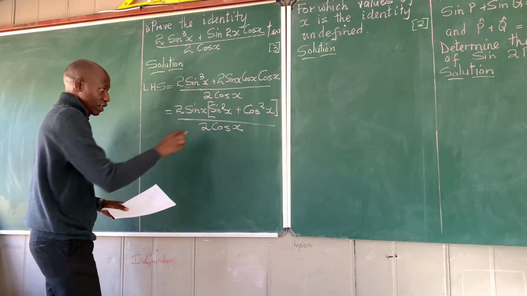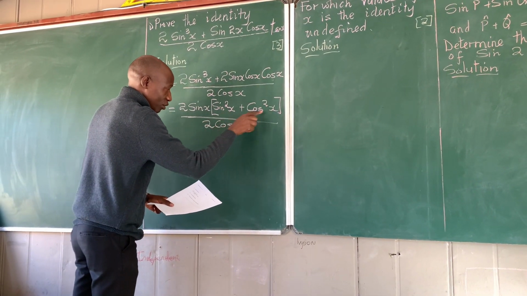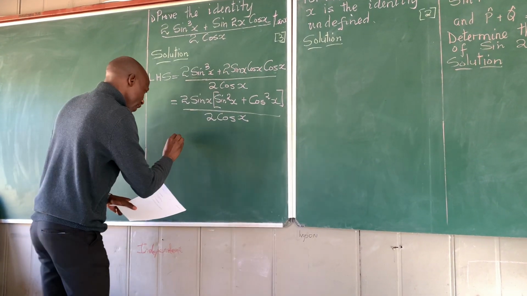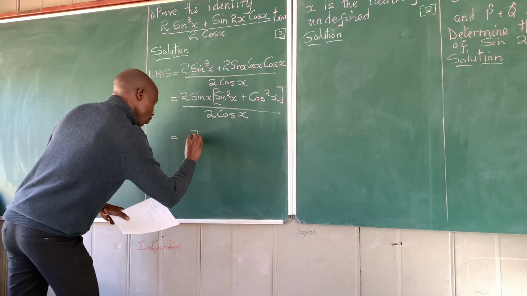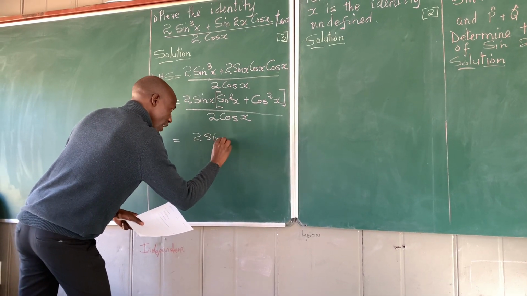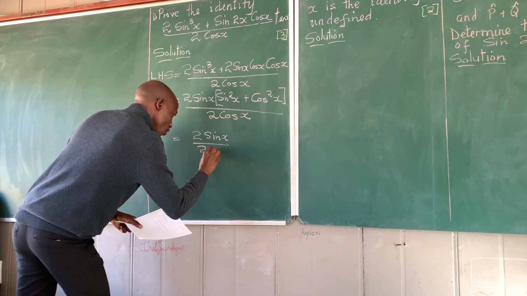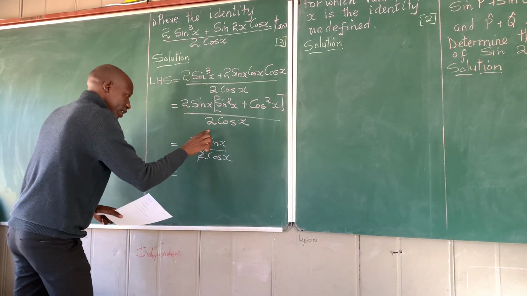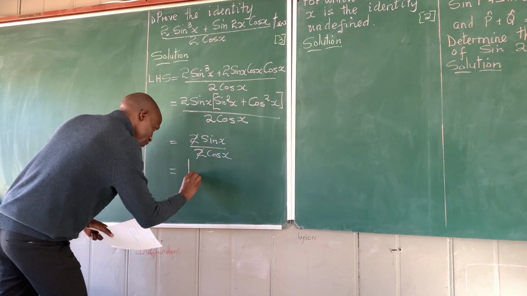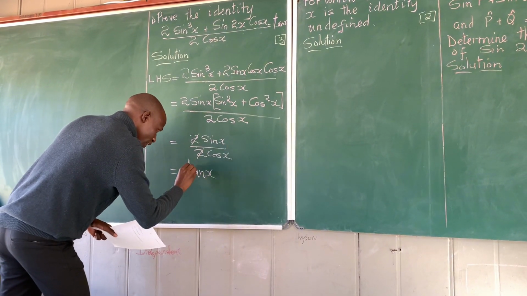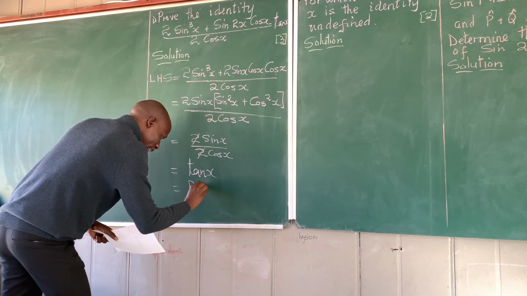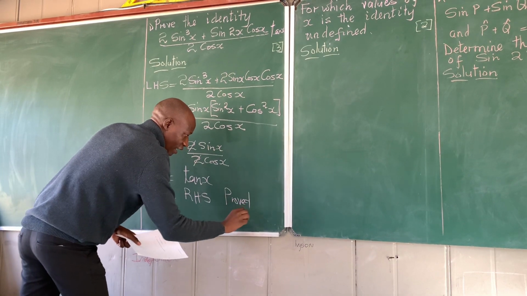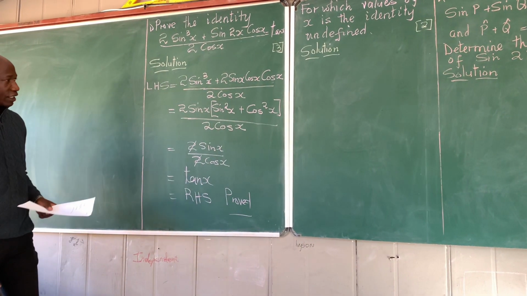Now, if you notice, sine squared x plus cos squared x is the Pythagorean identity, and it is equal to 1. Therefore, we will have 2 sine x all over 2 cos x. The 2 and the 2 cancel, and sine x over cos x is equivalent to tan x, which is our right-hand side. So this is the end of our proof for the identity.